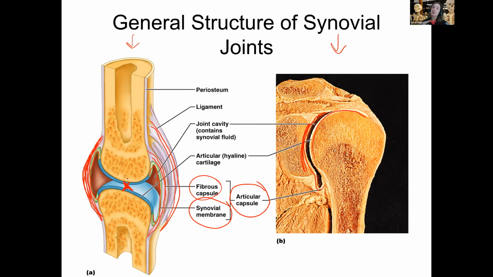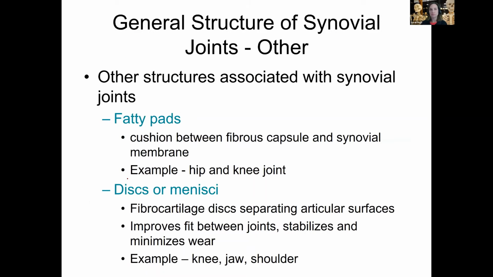So those are just some of the common things that we find in our synovial joints, right? So you should be able to identify those in the picture, kind of know what they do. Now I also have a couple of other structures that I want to walk you through. Not every single synovial joint has these, but they are common in a lot of our synovial joints.